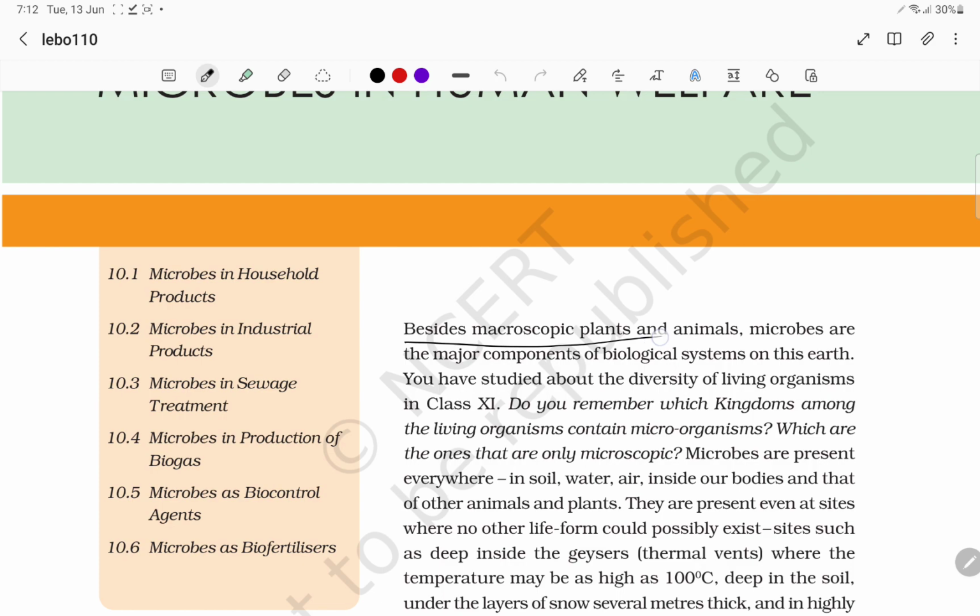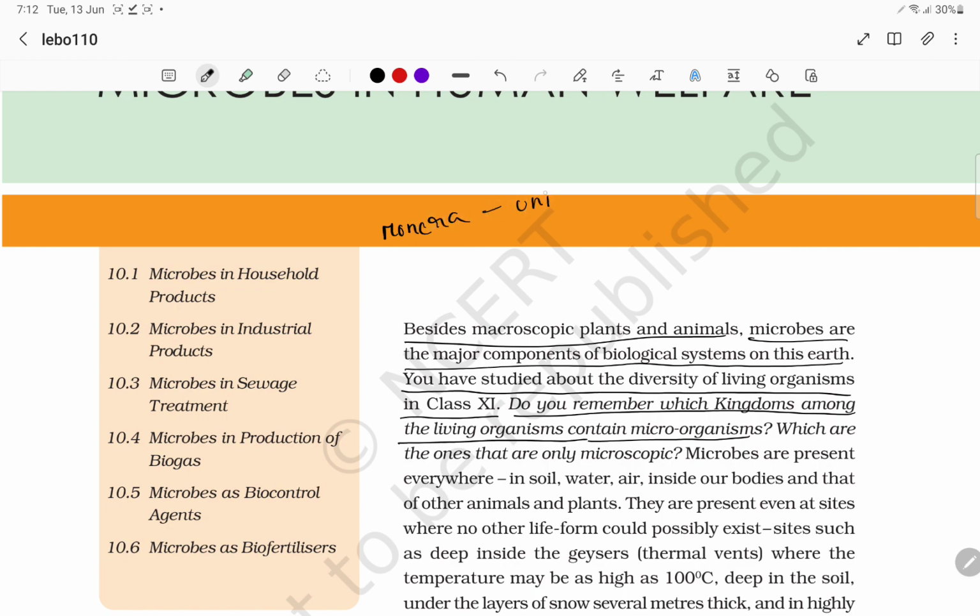Besides macroscopic plants and animals, microbes are the major components of biological systems on this earth. We have studied about diversity of living organisms. In class 11, do you remember which kingdom among the living organisms contain microorganisms? Kingdom Monera, which is unicellular prokaryotic, and the next kingdom Protista, which is unicellular eukaryotic.